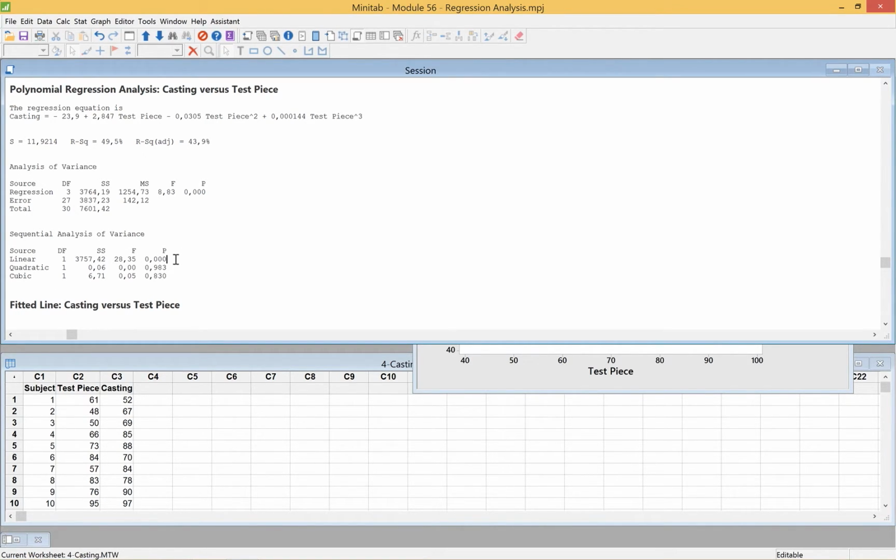So it says the variation, actually as linear, was statistically significant. So that says I don't go to the second or the third because I don't want more complexity in my equation than I need to have. Okay. This is explaining 43% of the variation in the R-squared adjusted. That's not much, but it is statistically significant.